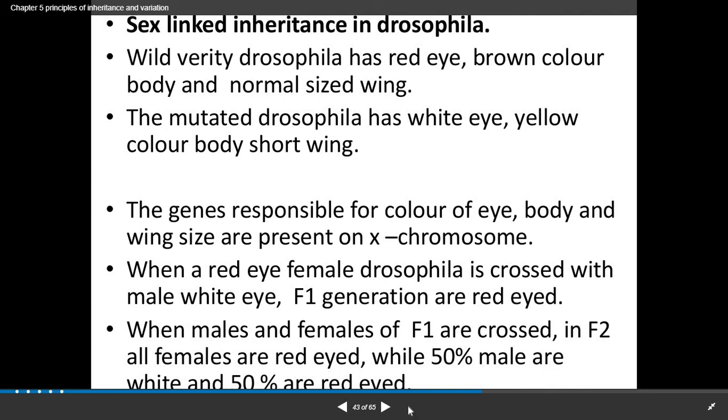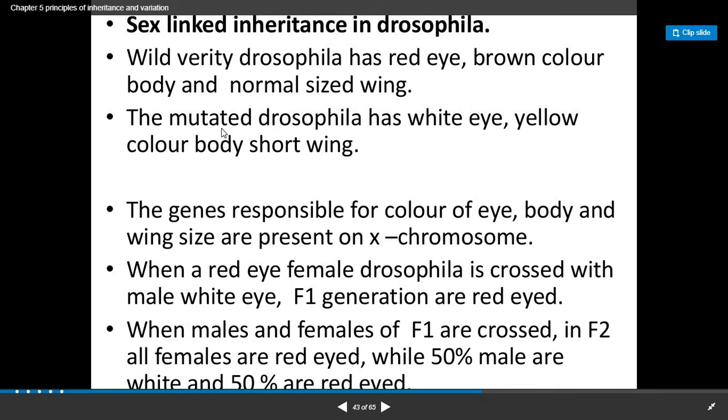Good morning, students. In this session we will study sex-linked inheritance in Drosophila. In this topic, a cross was arranged between two types of Drosophila. One was the wild variety, which had red eyes, a brown body and normal-sized wings.